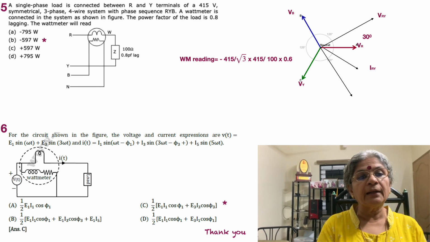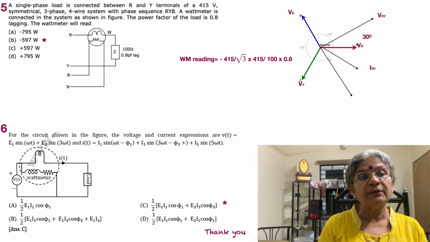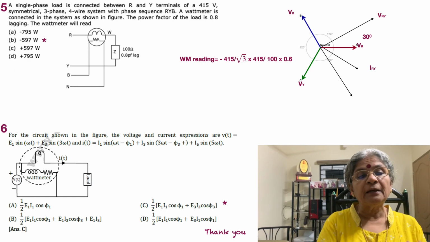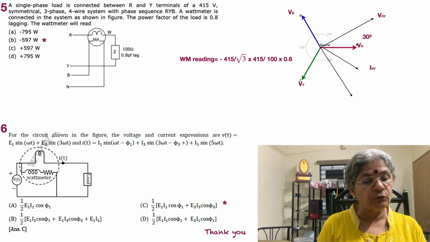And what is the current? 415 is the voltage across RY, and the current will be given by division by impedance, 100 ohms. So 415 divided by 100. But then what is the power factor angle? The angle is with respect to the voltage that the load sees. So don't be confused there. Don't take any single phase situation.